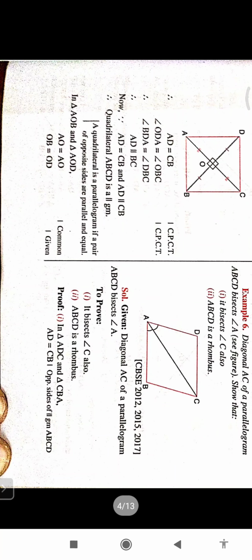Now proof. If we draw diagonal AC, then two triangles are formed, ADC and ABC. When we draw a diagonal, the parallelogram divides into two congruent triangles. So take first triangle ADC and triangle CBA. In place of CBA, we can write ABC and ADC. AD equal to CB. See in the figure, AD equal to CB. They are opposite sides of the parallelogram.